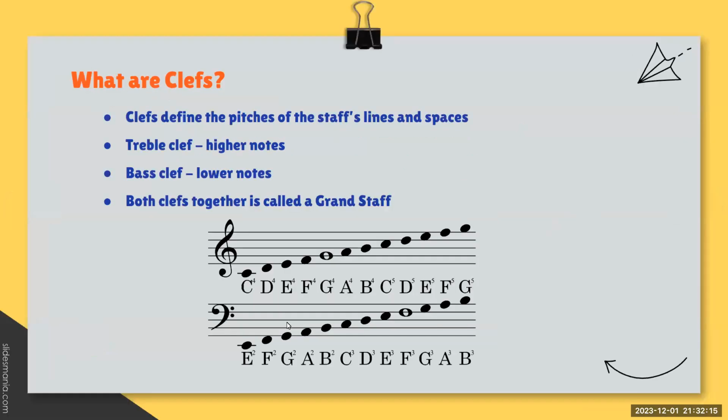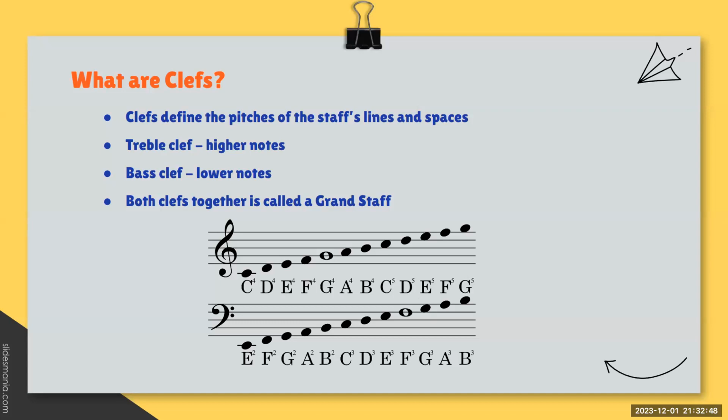And then another concept is clefs. If you notice on the first slide, there was only the clef on the top. So the clef is basically that squiggly symbol at the beginning of the staff. The one on the top is called a treble clef, and it represents higher pitches. And the one on the bottom is the bass clef, and it's for lower pitches.